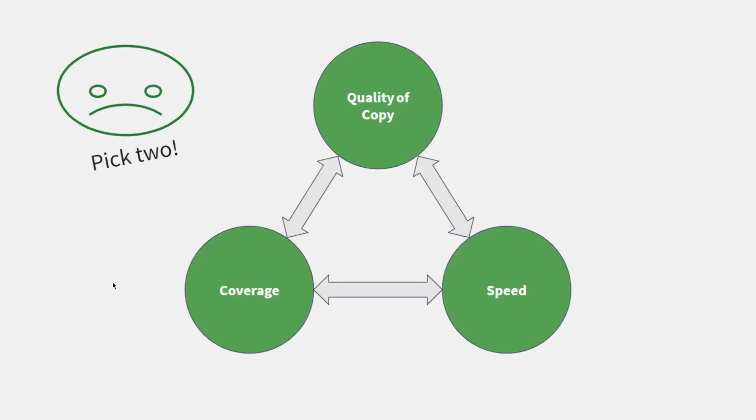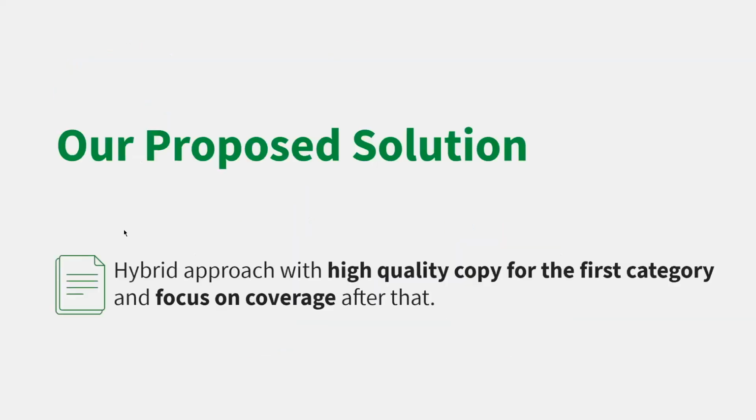These two approaches are a bit contradictory, and usually, when you come back to these three pillars I introduced, you have to decide which two of these are more important to you. Do you want to have a speedy production? Do you want good copy? Or do you want coverage of a lot of products? All three of them is usually not really achievable. But we have a solution that we found with our customers lately.